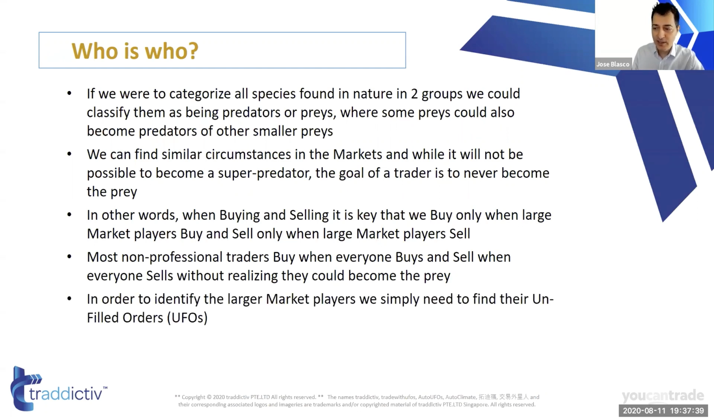So in order to identify the large market players, we simply need to find their on-field orders. We will not know why their on-field orders are in the market. I wish, but let's be realistic. Maybe they know something we don't know. But as long as we identify their on-field orders, we will buy when they buy, or more or less at the same price, and sell when they sell, or more or less at the same price. Therefore, we will be in a position where we avoid, more often than not, becoming the prey. And of course, in case we are wrong, we will use stops and contingency measures. We never trade naked, guys. Never. That's gambling. That's not trading.